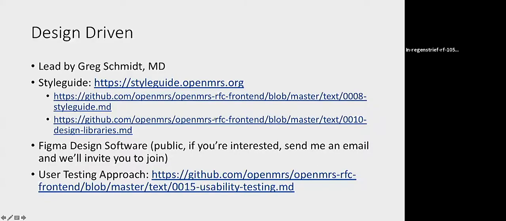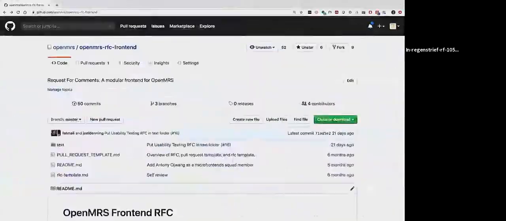So just a few of the things that we've done so far. A style guide is basically a set of, for us, only focused on CSS for basically what things are going to look like in the EMR.